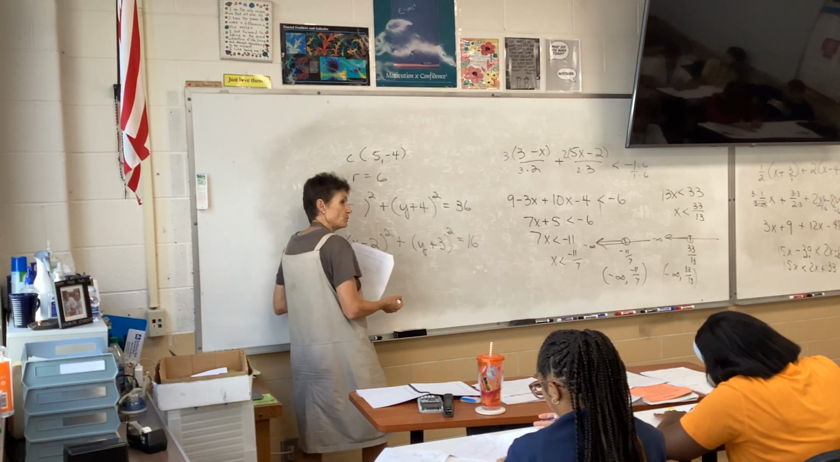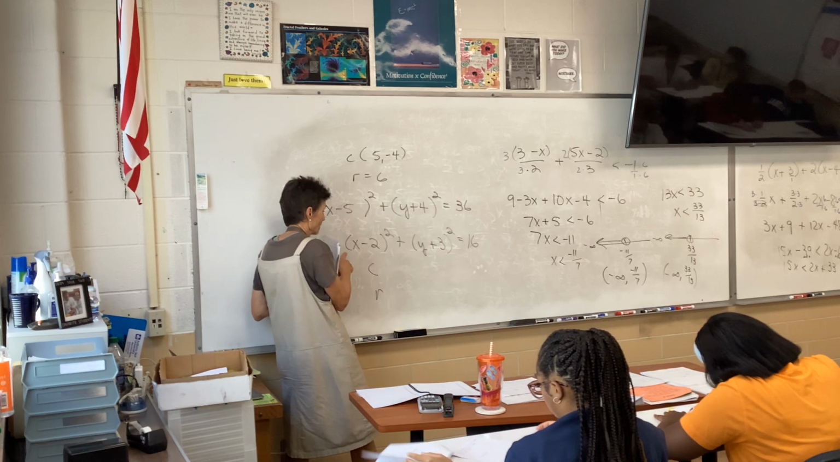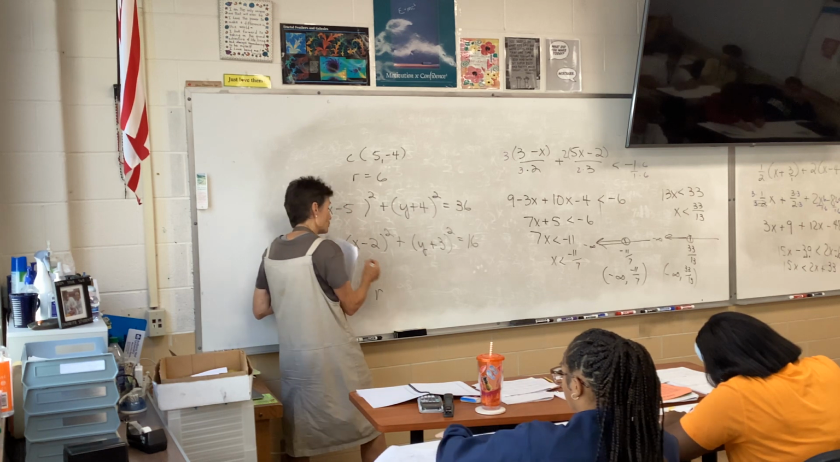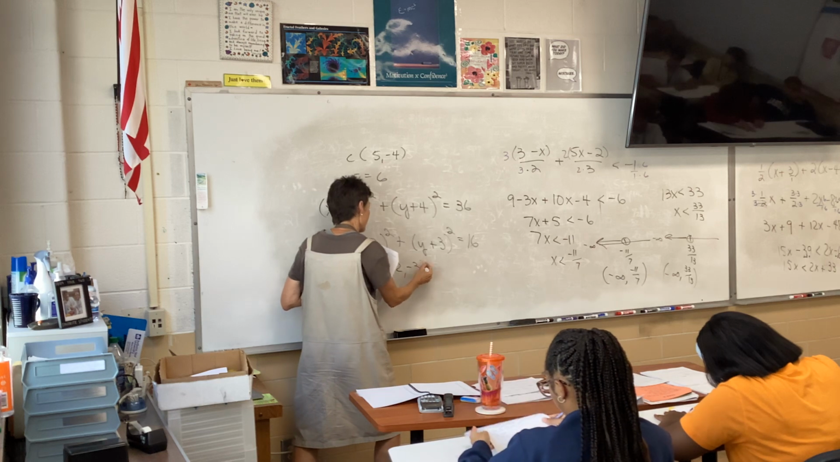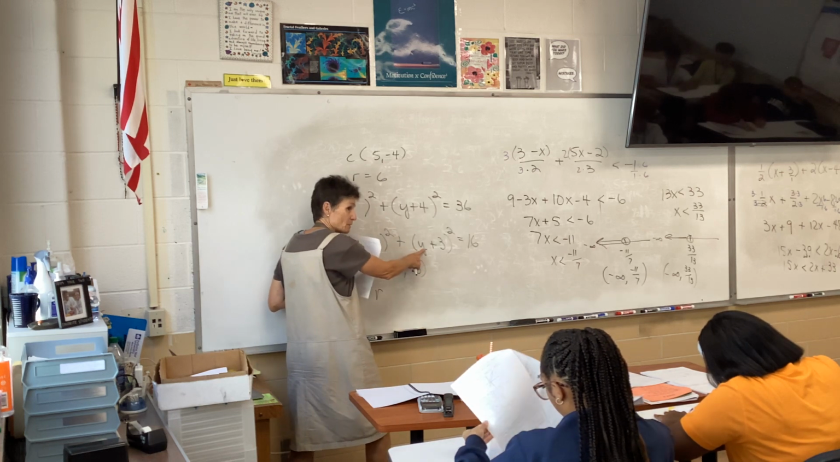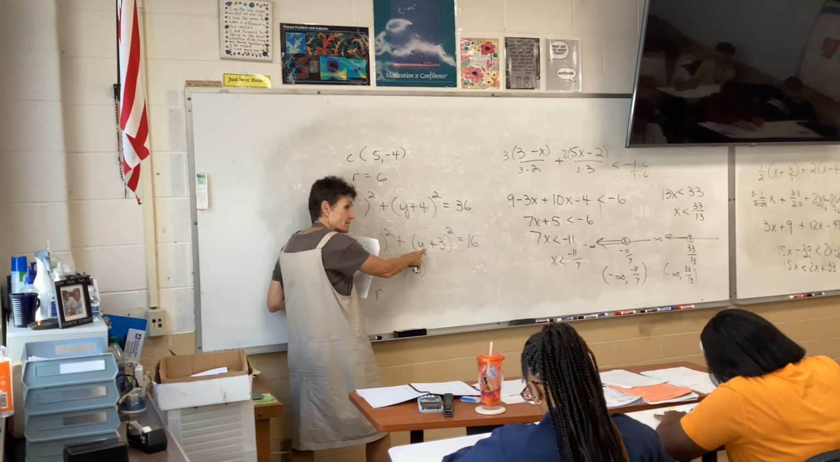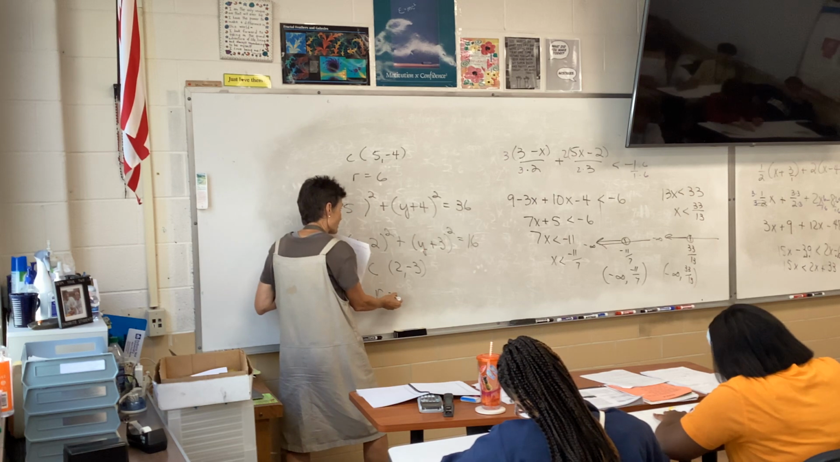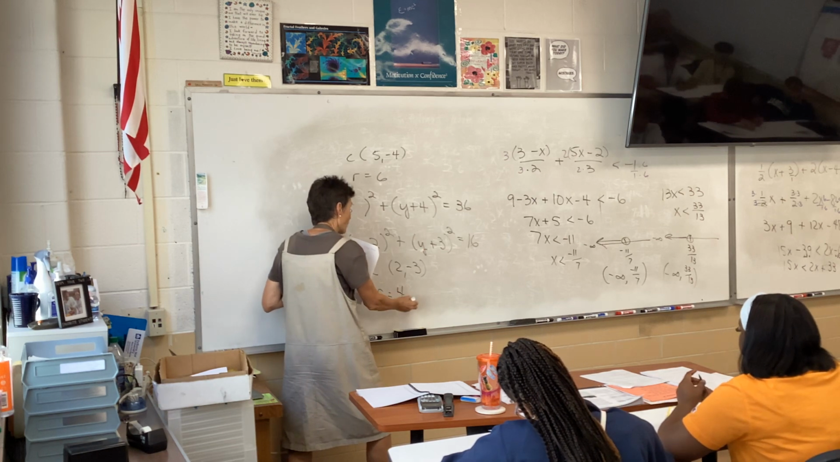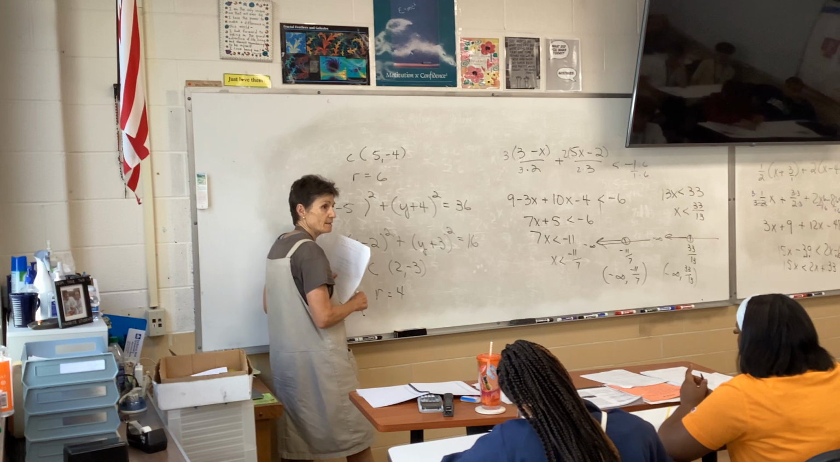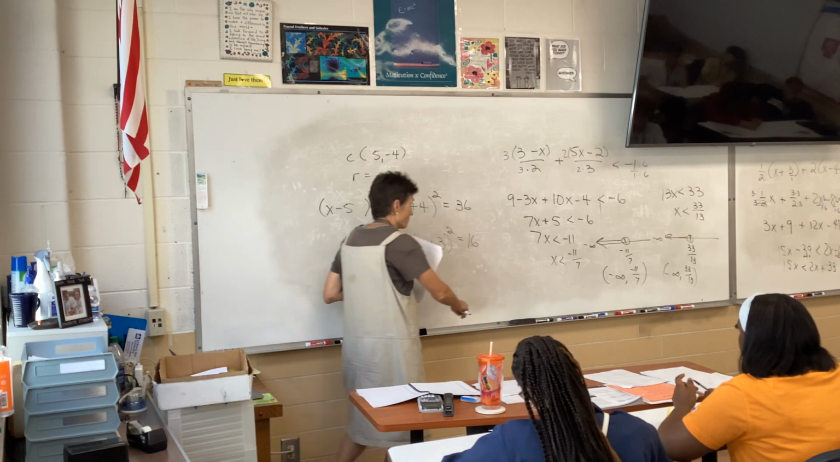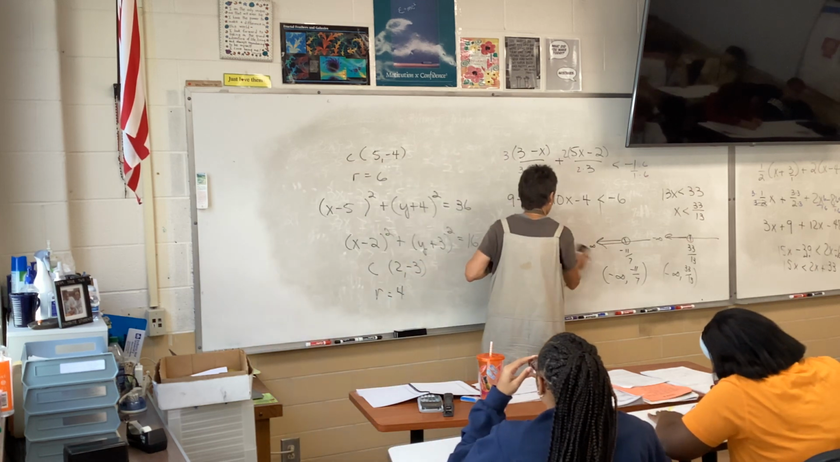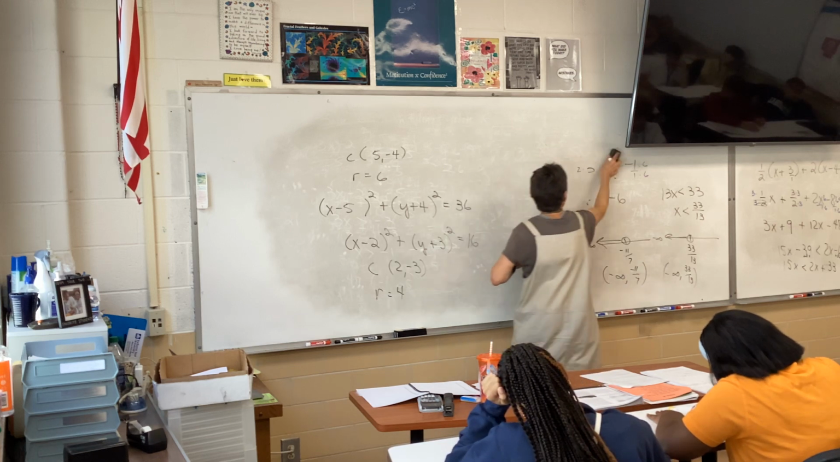Well, you should be able to do this. What's the center of this? (2, -3). Everybody good with that? Remember, it's the opposite of what's in the parentheses. And then what's our radius going to be? 4, the square root of 16. Everybody see the connection there between what we did the other day and this?